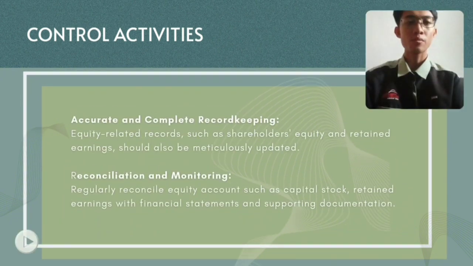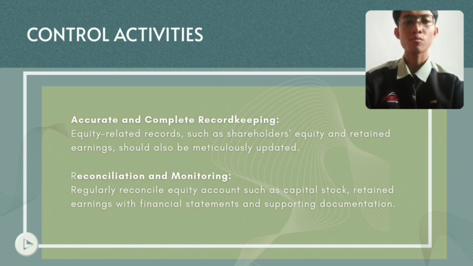Furthermore, accurate and complete record keeping. Equity records such as shareholders' equity, capital stock, reserves, and retained earnings must be maintained. This ensures that the company has up-to-date information about ownership structure and also profit distribution. Poor record keeping could lead to disputes with shareholders or misstatements in financial statements.